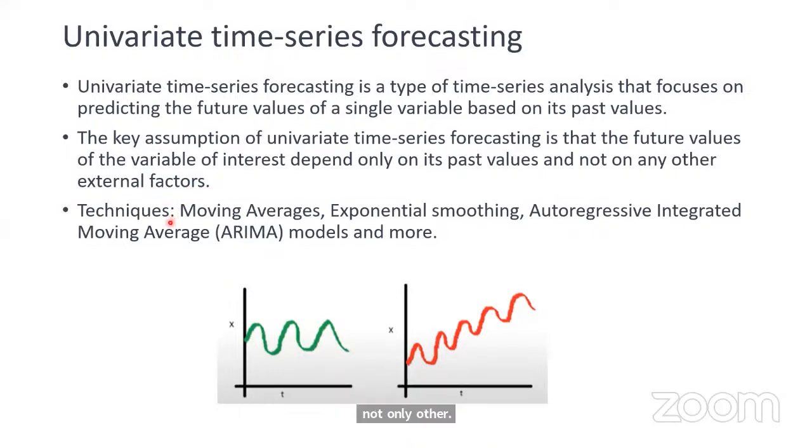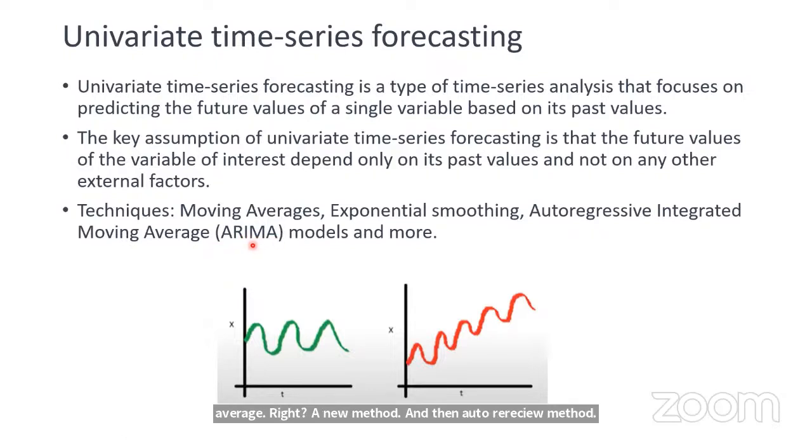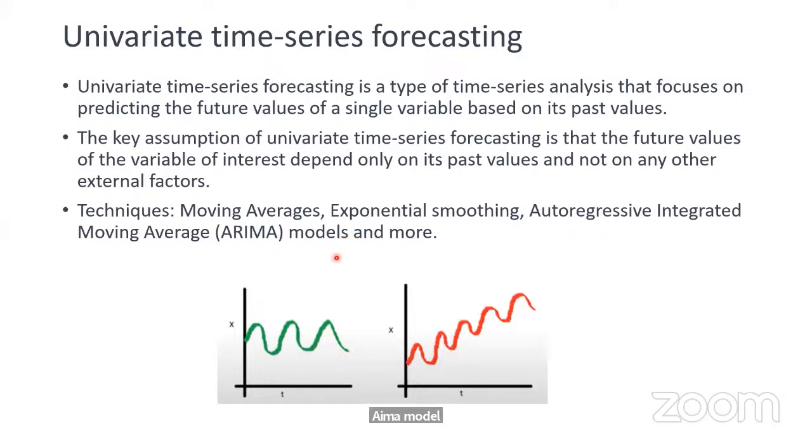Now, how can we do univariate time series analysis? There are multiple ways to do this. One way is using a statistical model, like exponential smoothing, moving averages, simple average, the naive method, and then autoregressive methods, the ARIMA model, autoregressive integrated moving average. Such models are very popular.